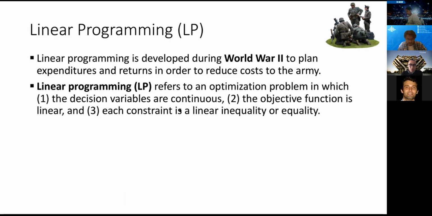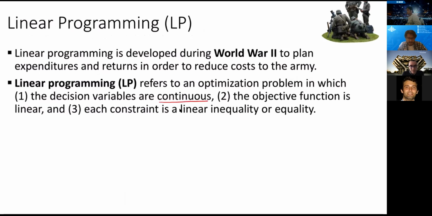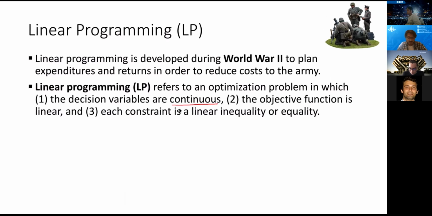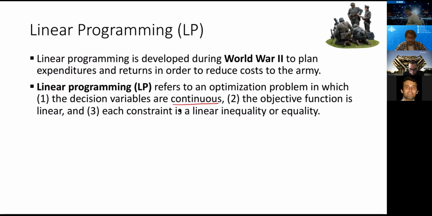In order to have a linear program, we again have different conditions. The first condition tells us that decision variables should be continuous, okay? We have continuous decision variables. This means that a decision variable can take any value, okay? We do not limit the values that decision variables can take. As I mentioned, the objective function is linear and each constraint is a linear inequality or equality.